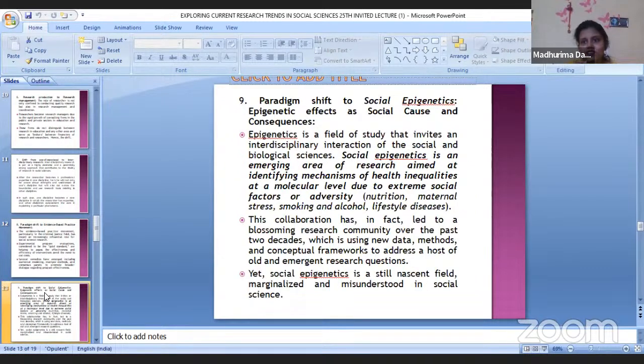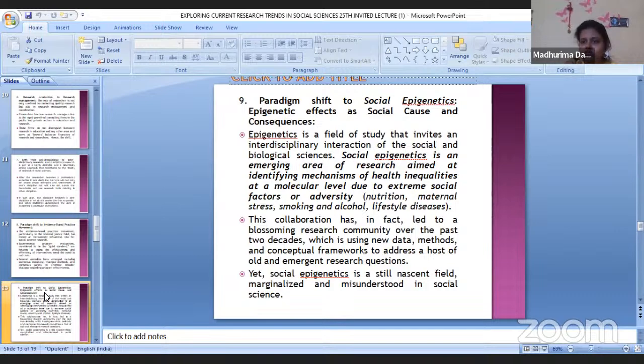Next is a very, very important arena, a very emerging new horizon of research that is now coming up in social epigenetics. I repeat, social epigenetics, which understands the impact of epigenetics as a social cause and the consequences. Now, what is this epigenetics? Epigenetics is a field of study where there is interdisciplinary interaction between social and biological sciences. So that means it mainly studies the changes in the molecular levels in human organisms. And social epigenetics means it mainly studies the health inequalities that are created because of certain social factors. Social factors like nutrition level, like lifestyle diseases, like smoking, drinking.